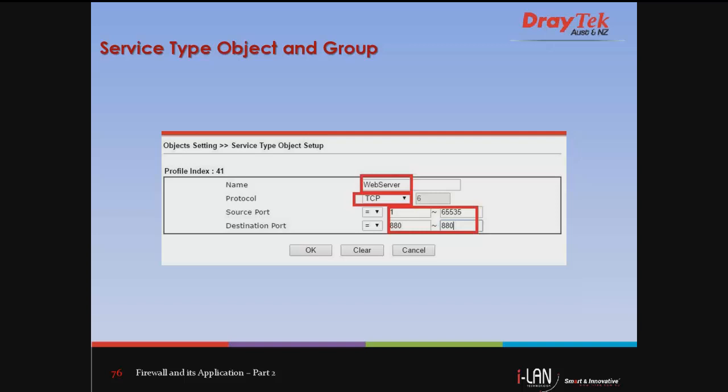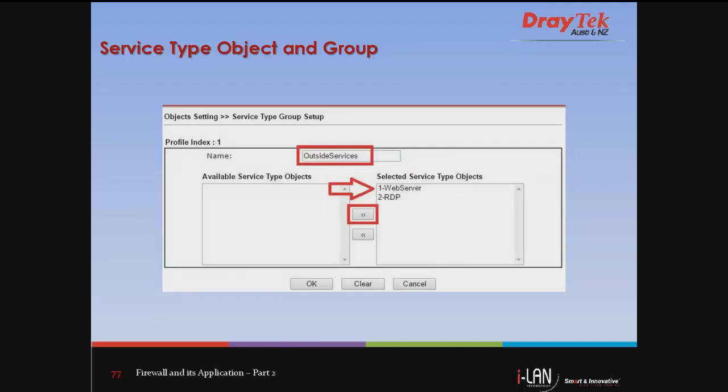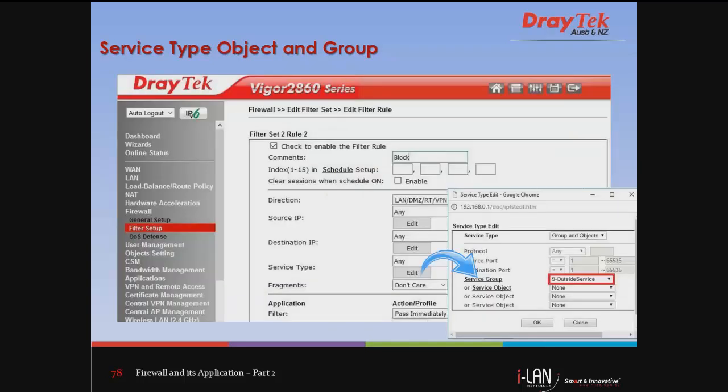We can also group the service type objects according to their function or services. For this example, we group web server and RDP and name it outside services. After creating the service type object, we can now use it in configuring filter rules. In the filter rule, we can edit the service type, select address type as group and object, and then service group as outside services.